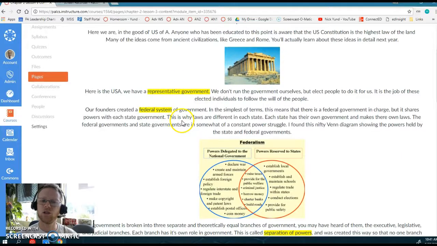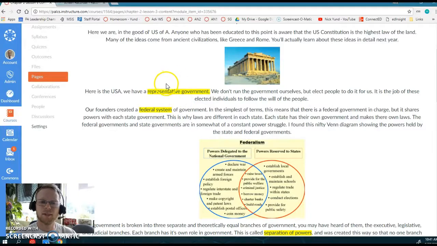Now, our founders created what's called a federal system of government. In the simplest of terms, this means that there is a federal government in charge, but it shares power with the state governments. Like every state has its own government. There's Pennsylvania state government, California state government, New Jersey state government, Wyoming state government. They all have their own government. And this is why the laws are different in each state, like, say, the legal drinking age, or when you're allowed to drive, and why you're not allowed to sing in the shower, and stuff like that. There are laws in each state. Each state has its own government, and therefore makes its own laws.